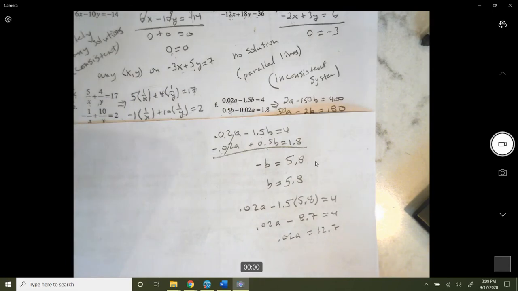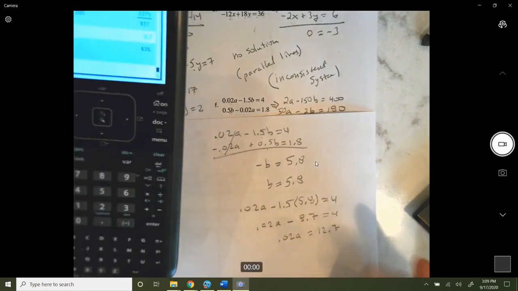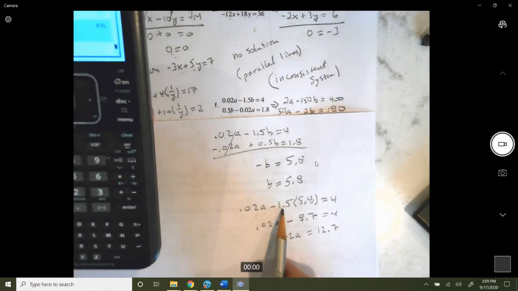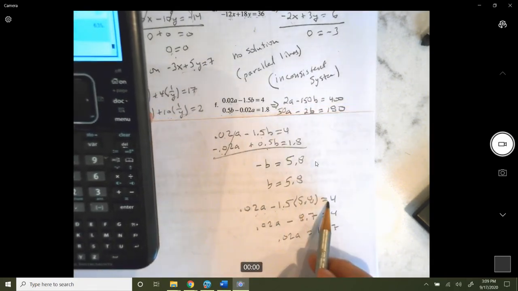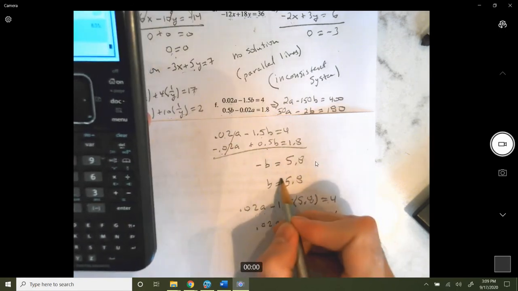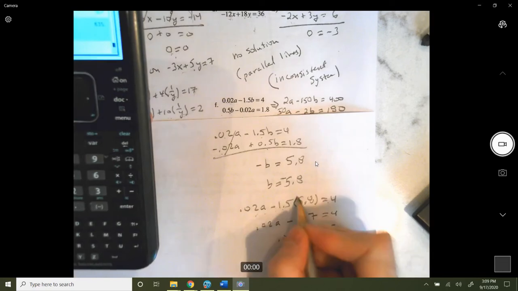Okay, that's not right. Sorry, that should be 12.7. 0.02a minus 1.5b equals 4. Did you get that right? Oh, this should be negative. Sorry, the b should be negative. So let's plug that in.